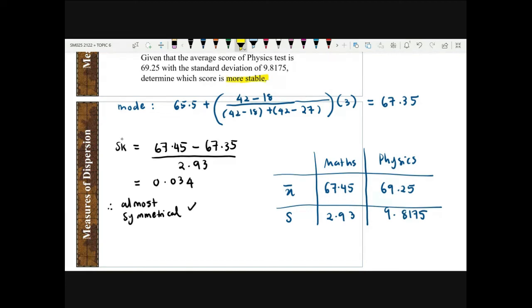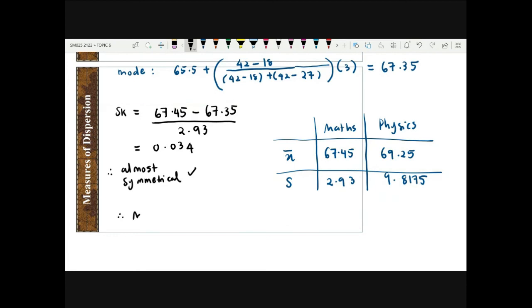Okay. Data yang lebih stable or more consistent. If we refer to the average or our mean, means physics nampak lagi, average lagi tinggi kan? Average lagi tinggi, lagi bagus lah. Okay. But then, if we compare value for the standard deviation, sangat jauh beza dia. Maths is much lower than physics. Maths tu baru 2.93. So, standard deviation dia lagi rendah daripada physics. Okay. So, here, we can comment that, okay, maths more stable compared with physics.